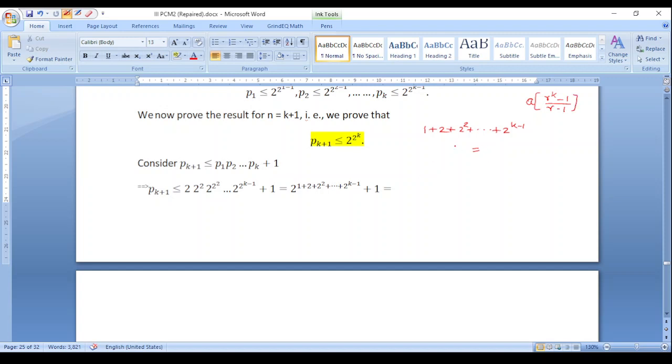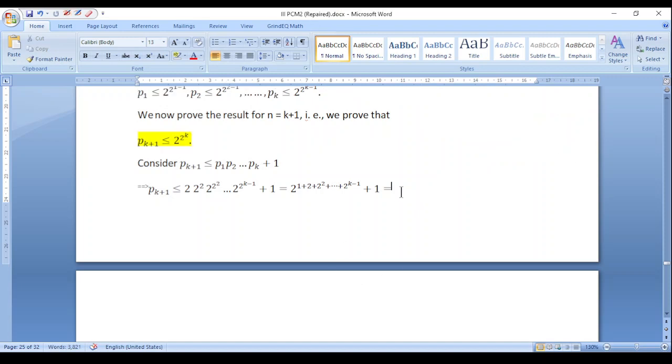Accordingly, because the first term is 1, a is going to be replaced by 1, and we will be left with, now what is r? r is a common ratio which is simply 2. So this will be 2 to the power k minus 1 whole divided by 2 minus 1, which is effectively just 2 to the power k minus 1. Correct?